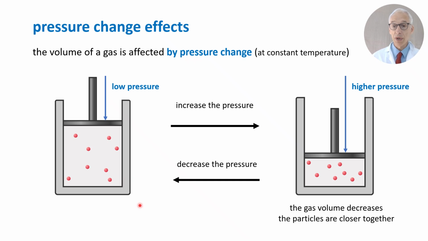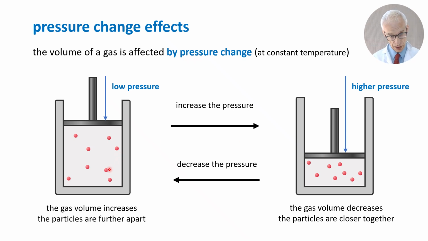Can you come up with two descriptive statements yourself? Stop the lesson, see what you can come up with, come back to check when you are ready. Okay, so if we decrease the pressure from a higher pressure to a low pressure, then the gas volume increases and the particles are further apart. It's as simple as that.